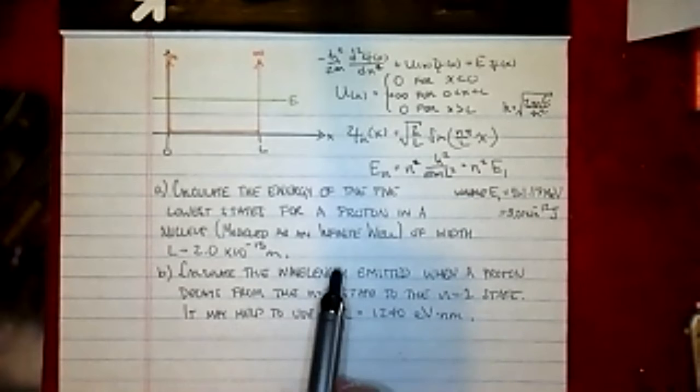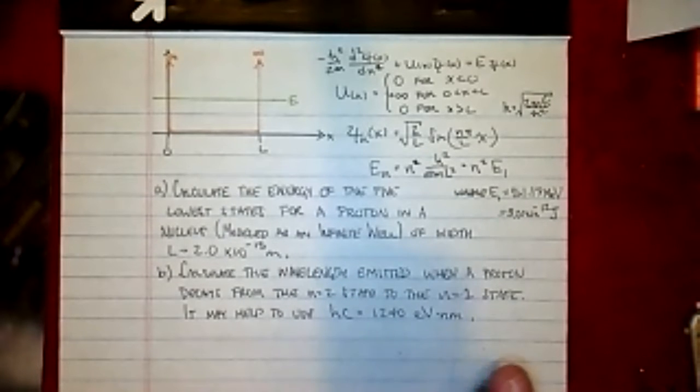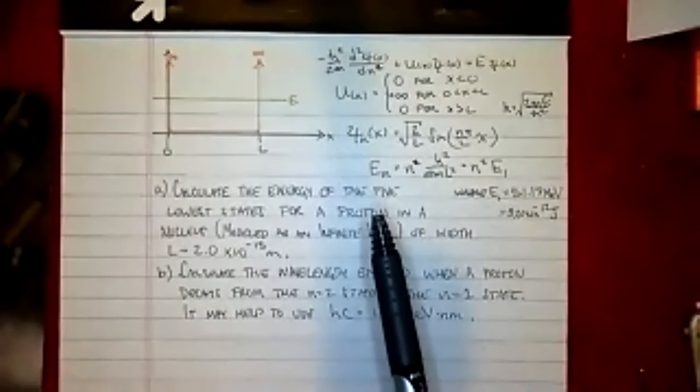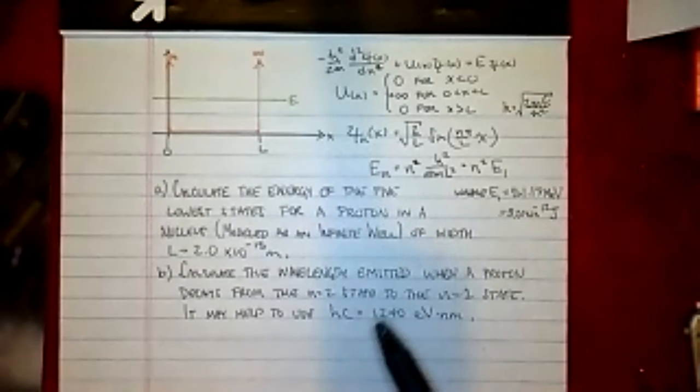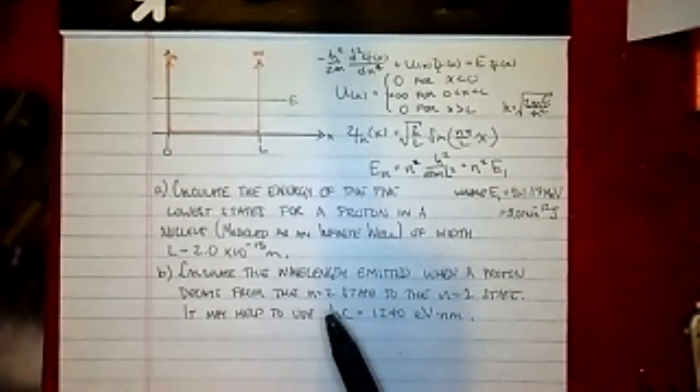For part B, I'm going to calculate the wavelength emitted when a proton decays from the n=2 state to the n=1 state. In other words, I'm going to do E2 minus E1, set that equal to hc over lambda, and solve for lambda. And I'm going to use this special version of h times c. It's the same one. It's 6.626 times 10 to the negative 34th times 3.0 times 10 to the 8th meters per second for the speed of light.